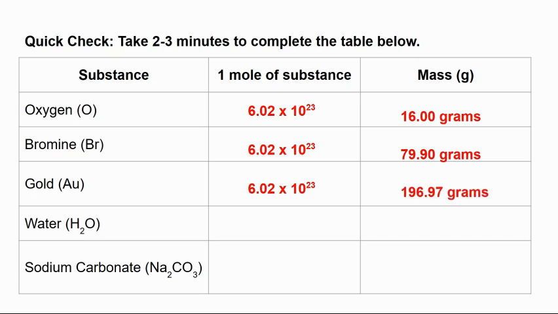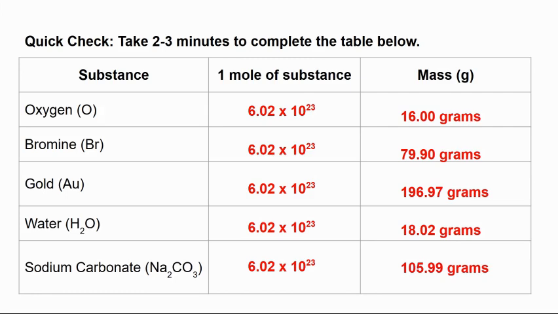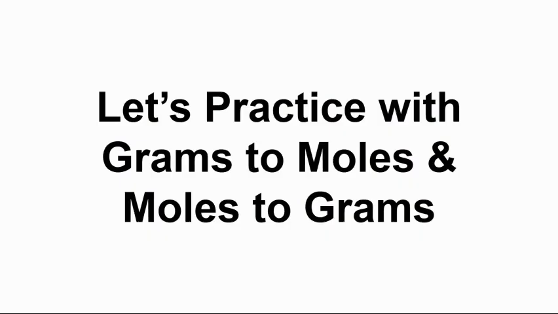196.97 grams. 1 mole of water is 6.02 times 10 to the 23rd, while the mass of water is 2 hydrogens plus 1 oxygen, all from the periodic table, which will be 18.02 grams. Now, 1 mole of sodium carbonate is 6.02 times 10 to the 23rd, while the mass of sodium carbonate will equal 2 sodiums, 1 carbon, and 3 oxygens. So if you add those up, you get 105.99 grams. Let's do some practice with converting grams to moles and moles to grams.